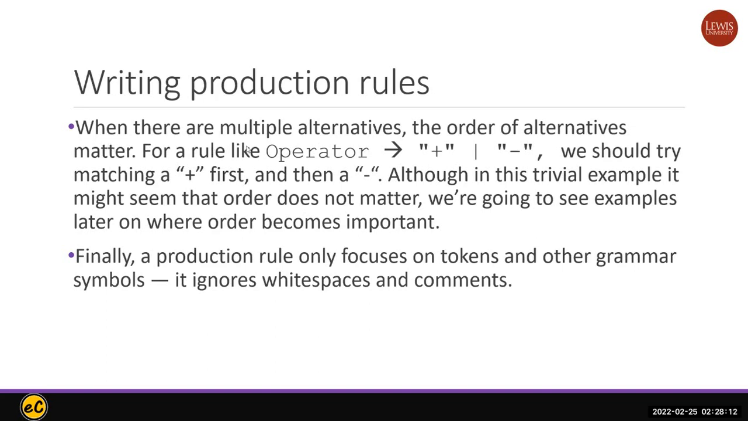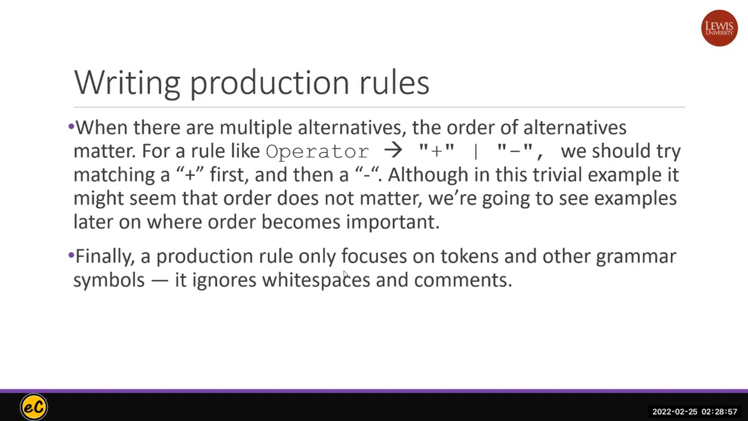So when there are multiple alternatives, the order of the alternatives matters. So we evaluate the first one first, right? Because we do recursive descent. Basically the first rule you go first, try it, and if it doesn't work, we backtrack. But the first rule usually will be taken first, so it has a higher priority. That's something you need to remember: in recursive descent, the rule written first will be tested first. Although in this trivial example, it might seem that order does not matter, but eventually it will.